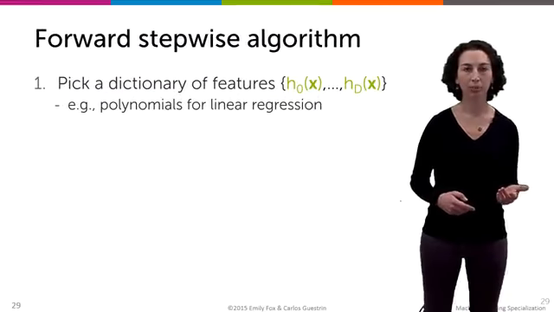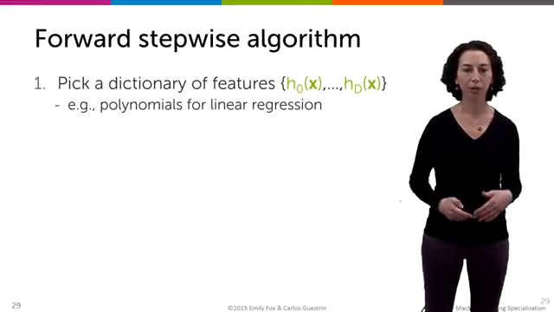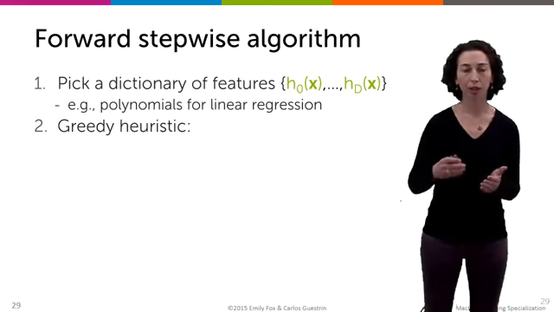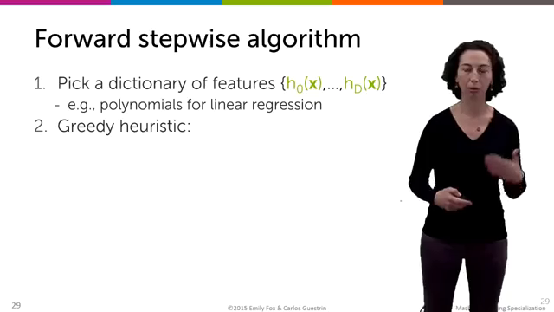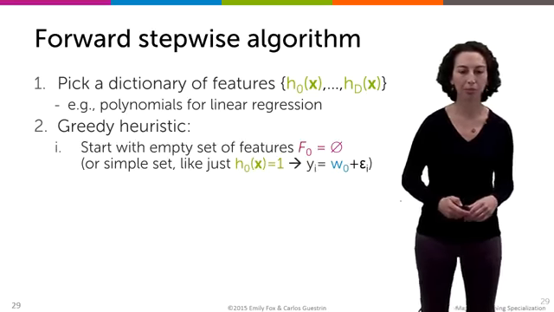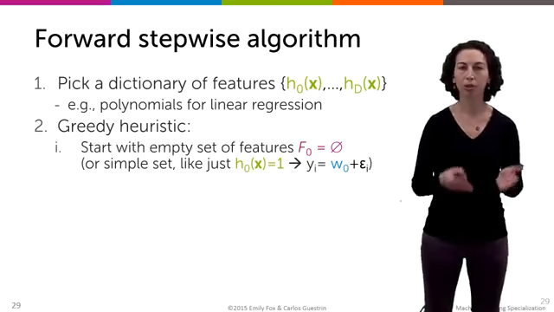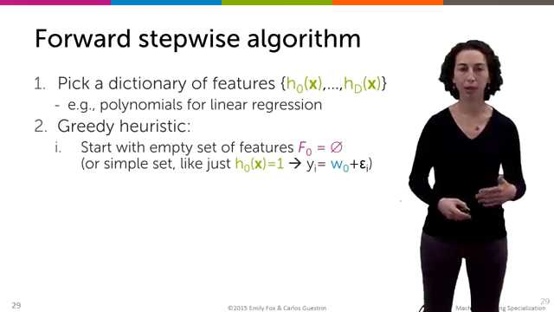So one simple algorithm is what's called the forward stepwise algorithm, where you start with some set of possible features, and then you just greedily walk through each, select the next best feature, and keep iterating. So let's be a little bit more explicit about this. First we're going to start with the empty set, no features, or you could start with a list of features that you know you want to be included in the model. So for example, the constant feature, which might be your feature h0.